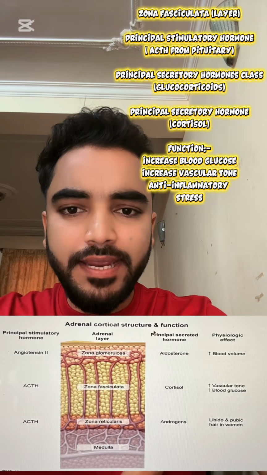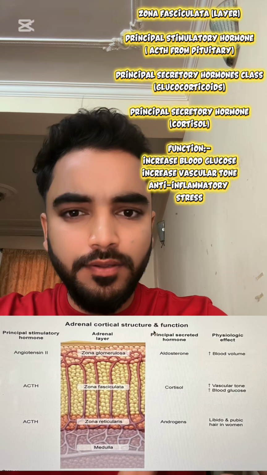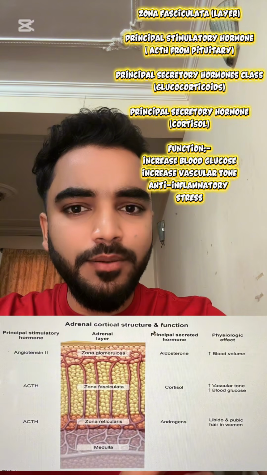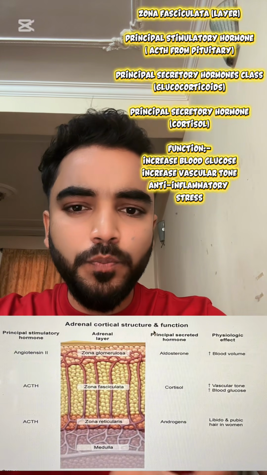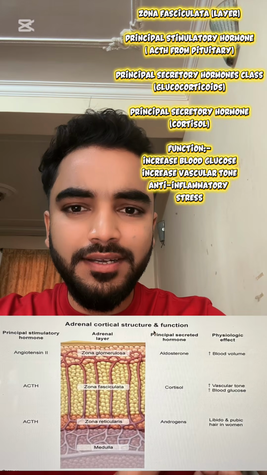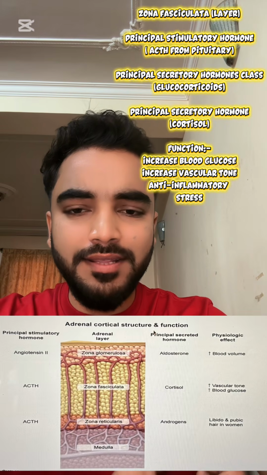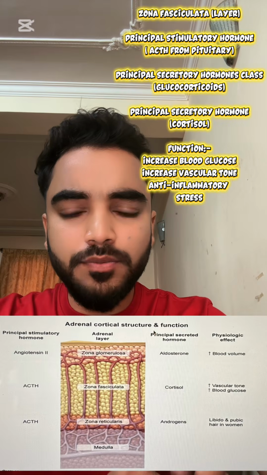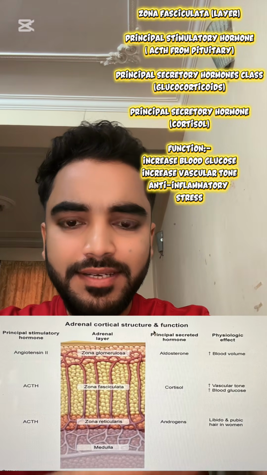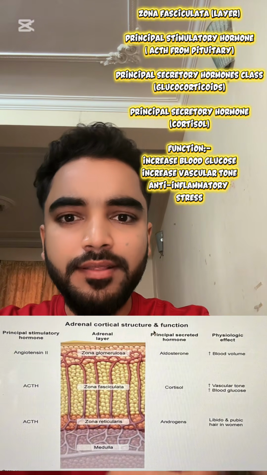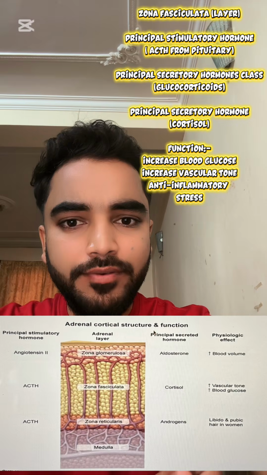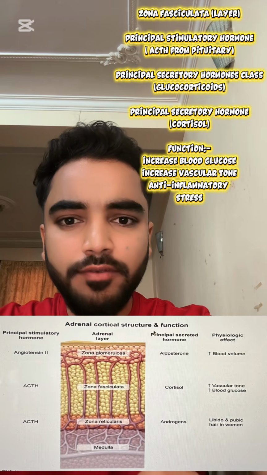This is the second layer. The principal stimulatory hormone of this layer is ACTH, which is secreted by the pituitary. This zona fasciculata layer secretes the principal hormone class called glucocorticoids, and the principal secreted hormone is cortisol. The main function of cortisol is that it increases the blood glucose level in our body. It works in case of stress. It has an anti-inflammatory function, and it also increases vascular tone.